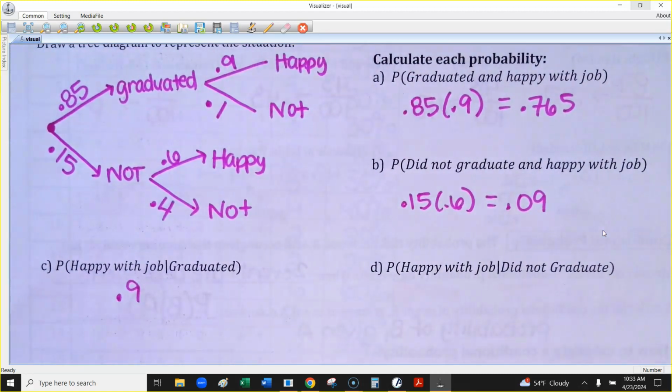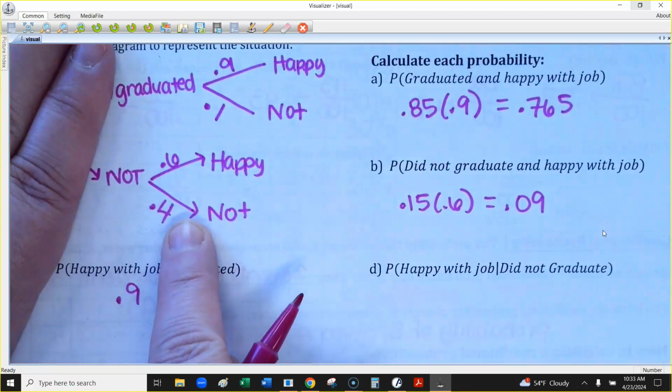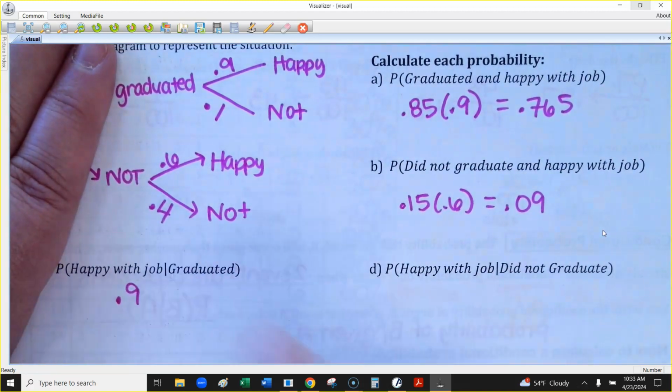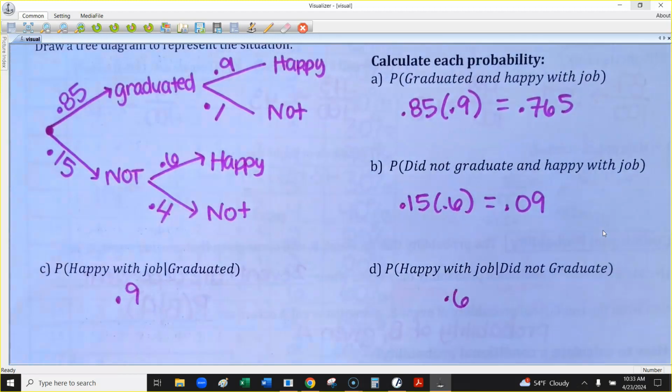Okay, given that I didn't graduate, so we're just going to look at the bottom part of the table, did not graduate, that they're happy with their job. What would your probability be? 0.6. That's it. Done. Is anybody having a question?